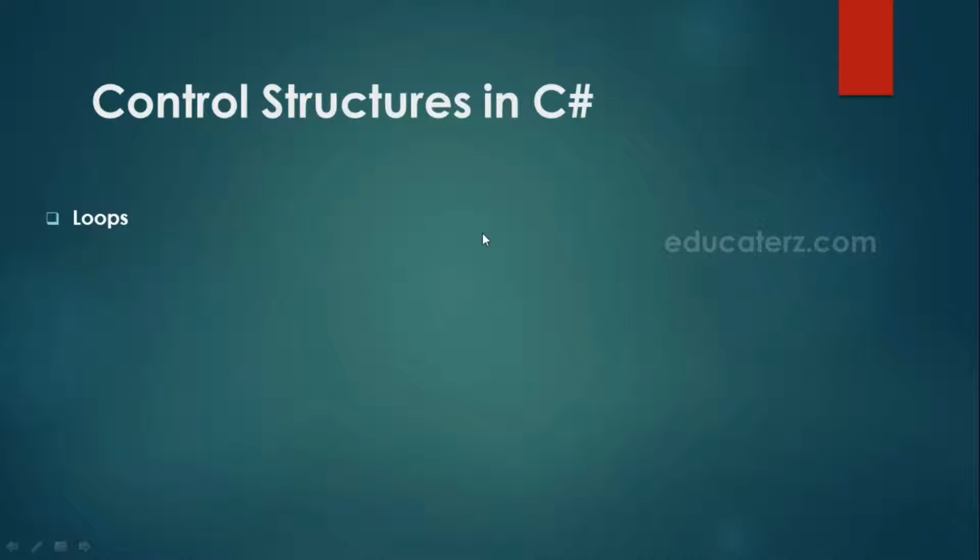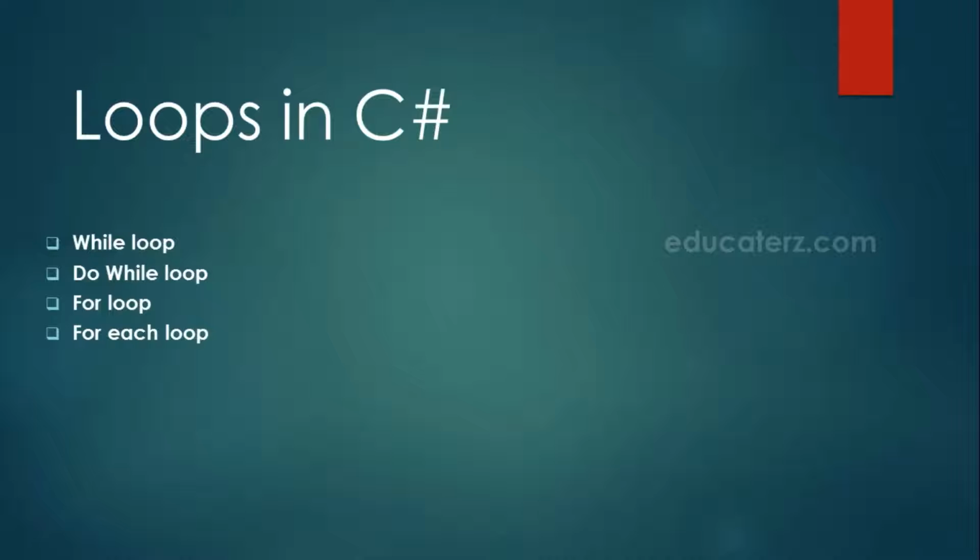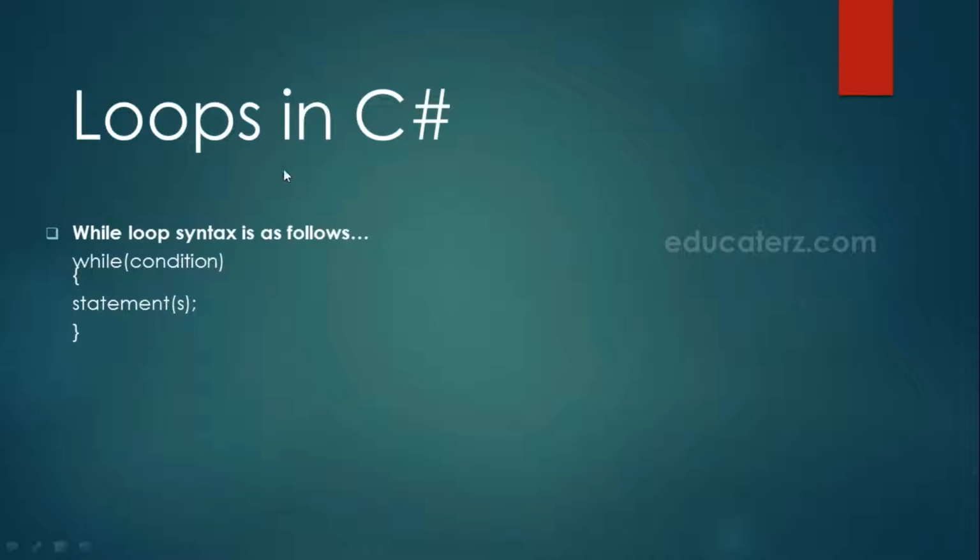Now let us see the control structures in C#. Loops. Under loops we have four kinds of loops in C#: while, do while, for loop and foreach loop. Let us discuss one by one. What is a while loop? The syntax will be like this.